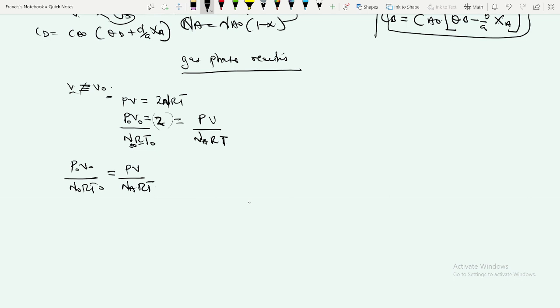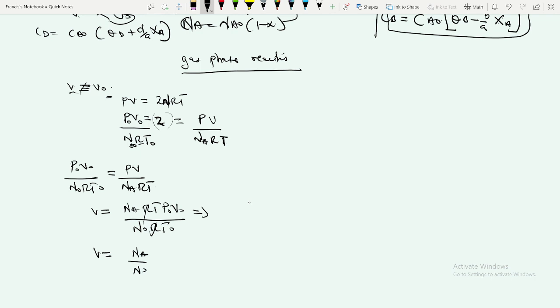So we can just make V the subject, or V naught the subject, or any of them should work. Right? So we put in V is equal to nRT P naught V naught all over n naught RT naught, and then R and R will cancel out. So we can have V is equal to nA over n naught.